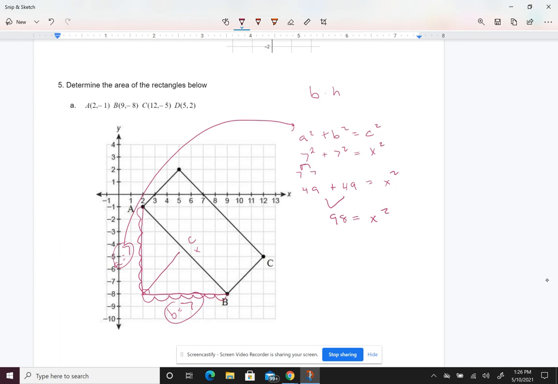Remember to get the distance, we're going to take the square root of both sides. So we're going to take the square root of 98. The square root of 98 is 9.89. It gives me a whole bunch of other numbers. Remember, I don't care about those numbers. All I care about is that number right there.